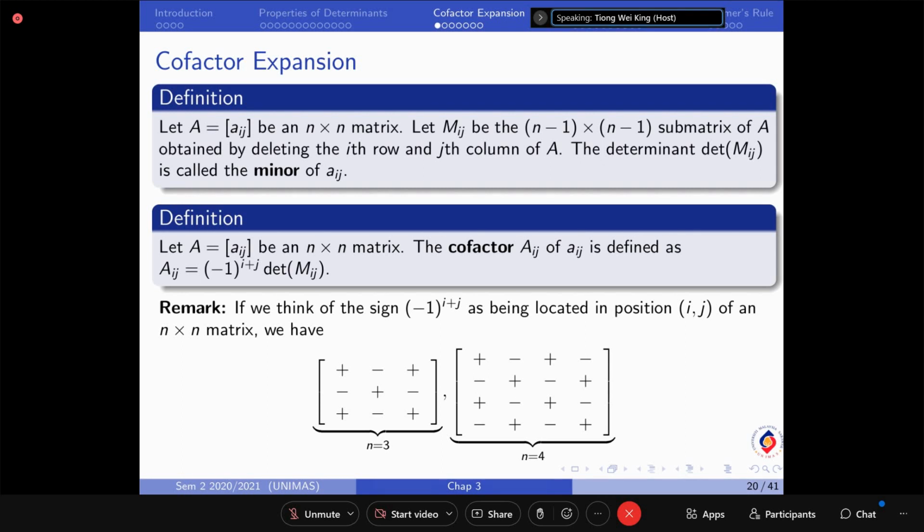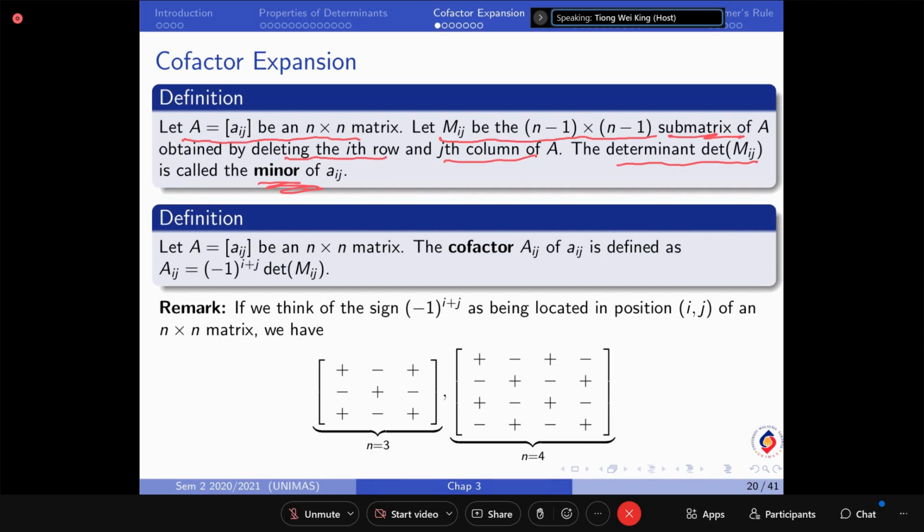Now, this is another method of finding determinant. I think you learned this in your high school as TPM or matriculation. But we go through. The first one is we need to know what is a minor of Aij. Okay, so this is the definition of minor. So let A be a square matrix, and then Mij is the n minus 1 times n minus 1 submatrix of A, obtained by deleting the i row and the j column of A. Then the determinant Mij is called the minor.